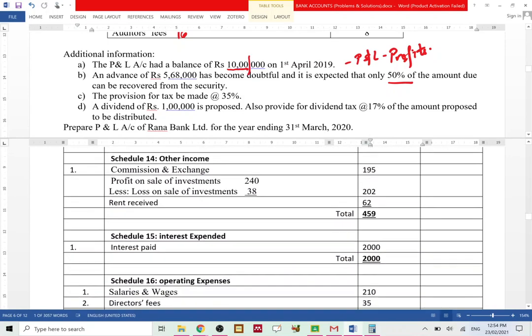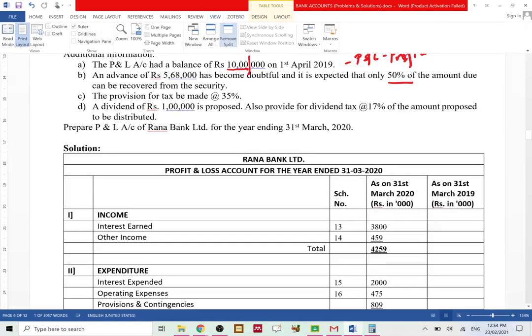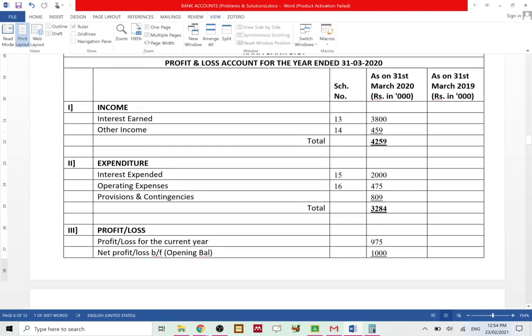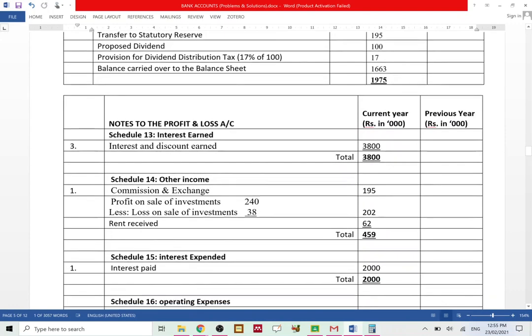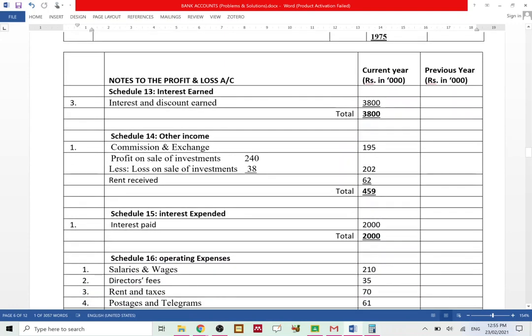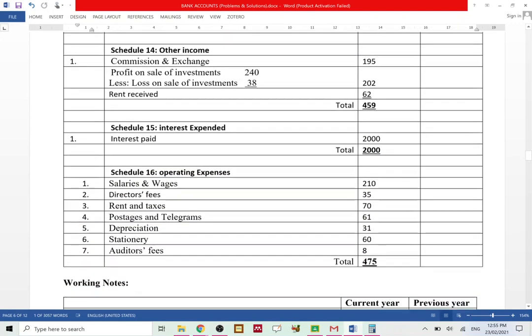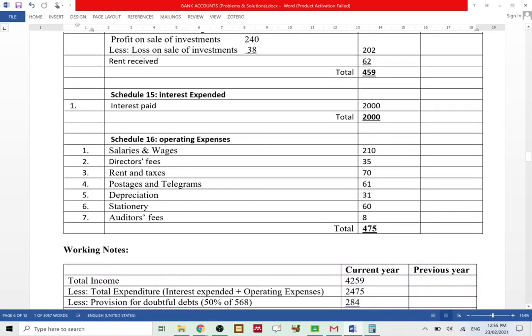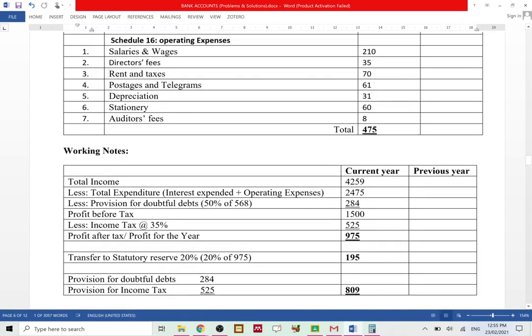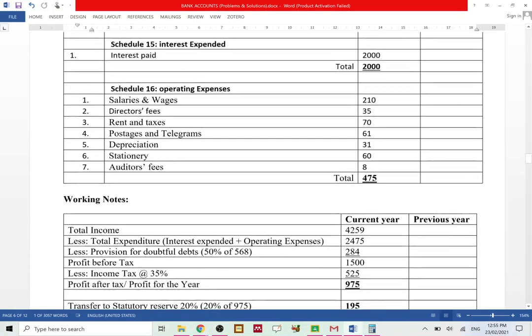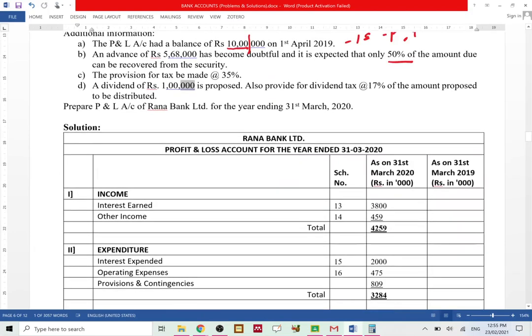I hope this problem is understood, and this is what the complete solution will look like. Your P&L account, alright. Notes to the P&L. Of course, we don't have the previous year's figures. All the notes done as per the schedules, and any additional working calculations are done here in the working note. Okay, so that is the complete solution 2 for Rana Bank Limited. Done.